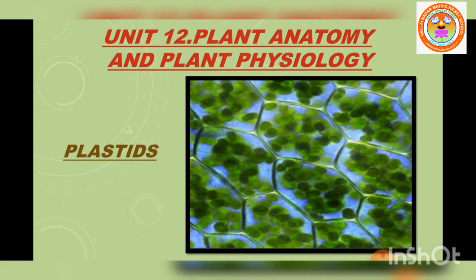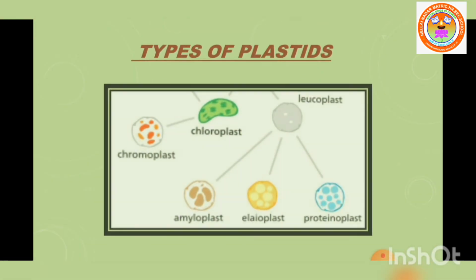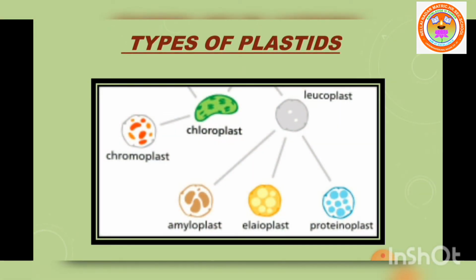What is the major function of plastids? They are responsible for preparation and storage of food. So, preparation and storage of food, this is the major function of plastids. Plastids are of three different types. So, what are the three different types of plastids? Chloroplast, chromoplast, leucoplast are the different types of plastids.